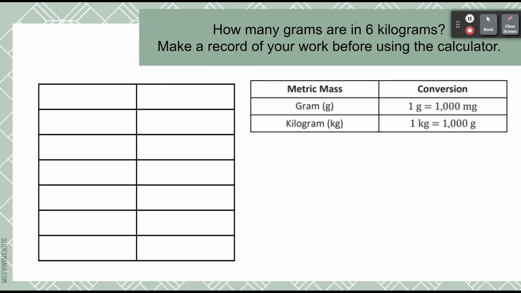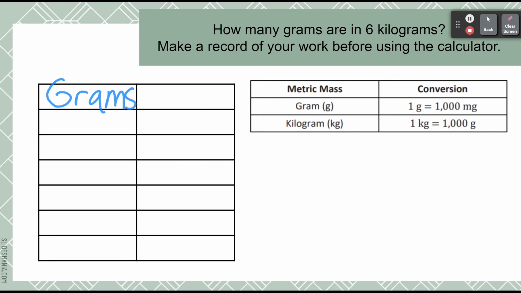Taking a look at our next table, we want to know how many grams are in 6 kilograms. Well, if we take a look at the guide that I gave you, we know that 1 gram is the equivalent of 1,000 milligrams, and 1 kilogram is the equivalent of 1,000 grams. So we are comparing kilograms to grams. I want to know how many grams. So we're going to write grams in our first one.